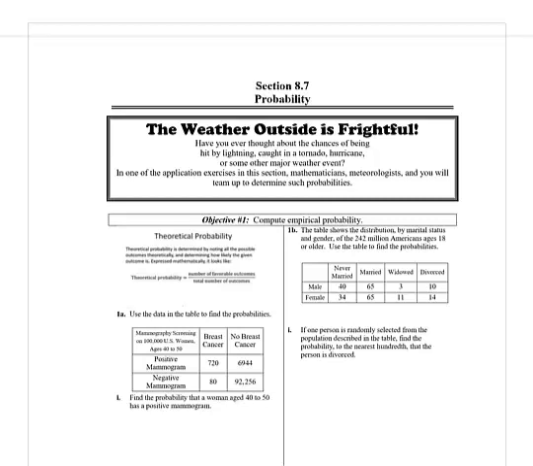Hello, you've made it. We're almost home free. The very last section we care about is probability.